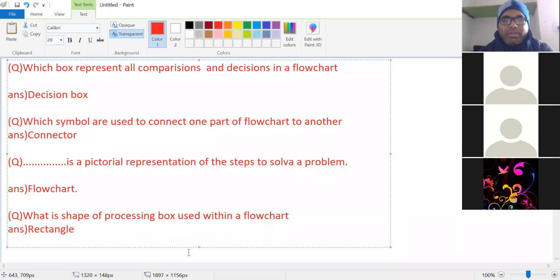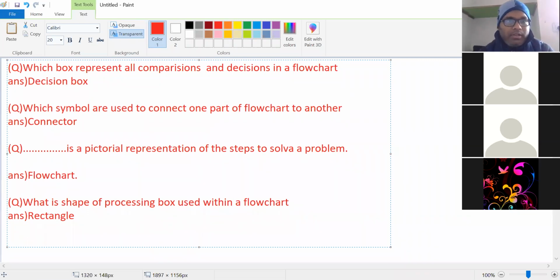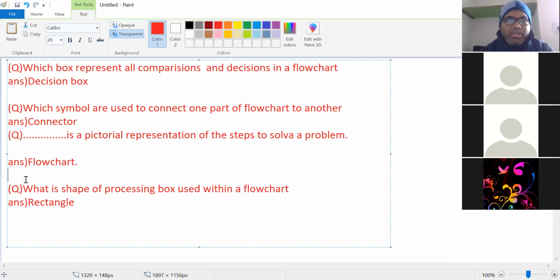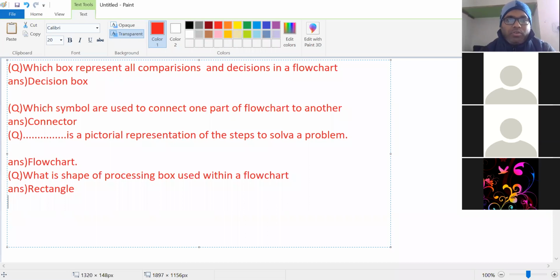Next question. So up to here, everyone is feeling comfortable? Yes, sir. Next question is, what is the shape of decision box used within a flow chart?